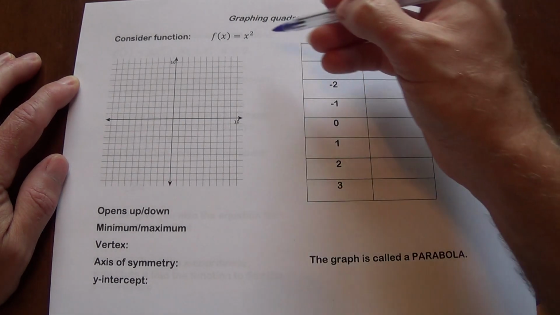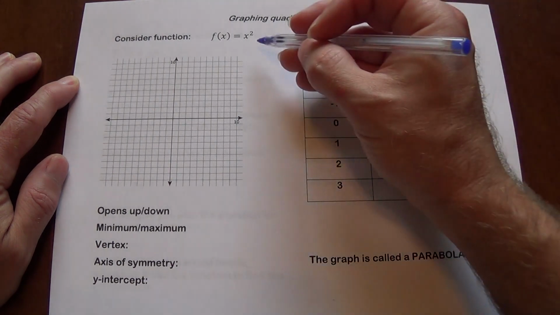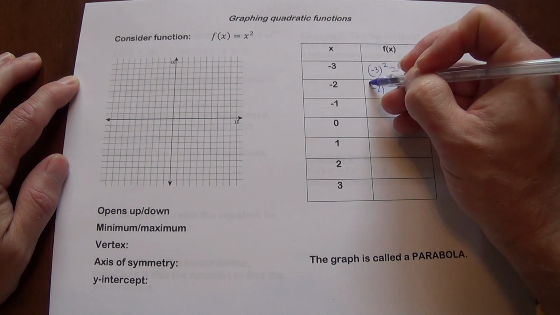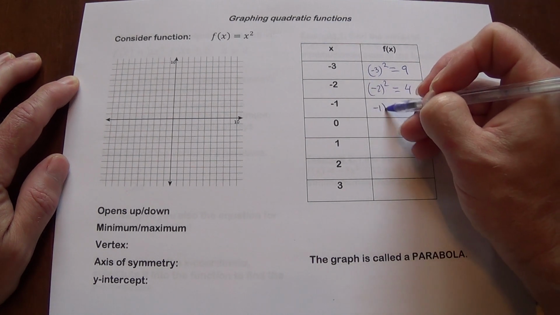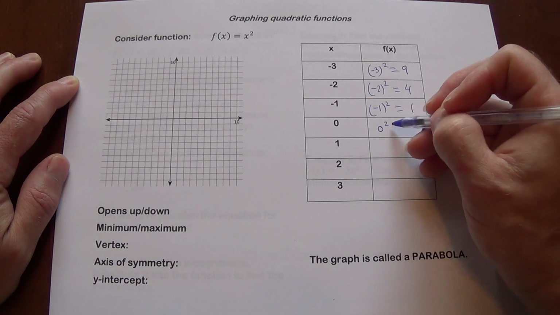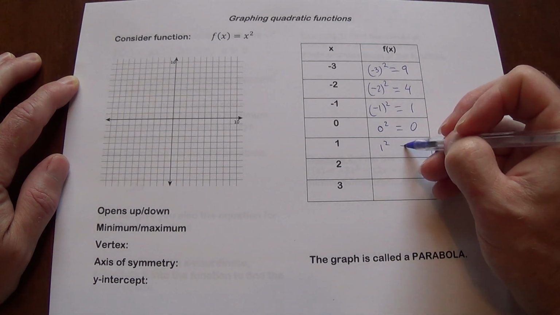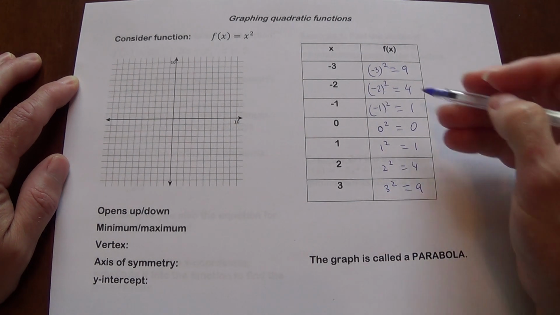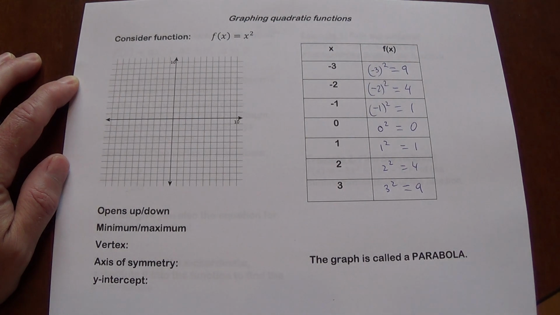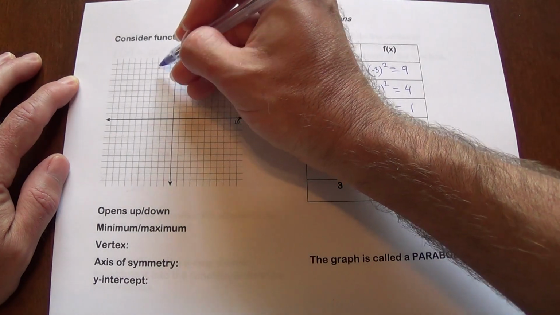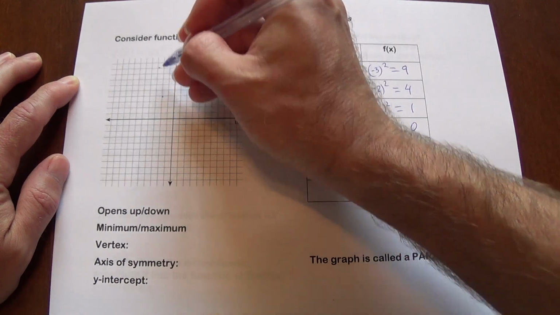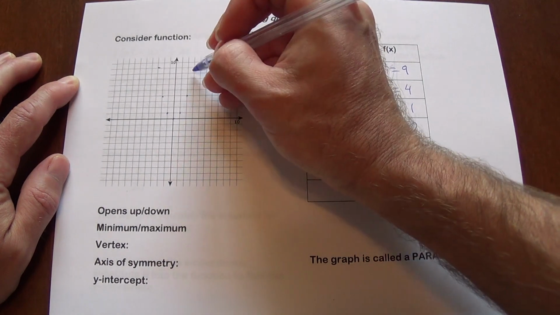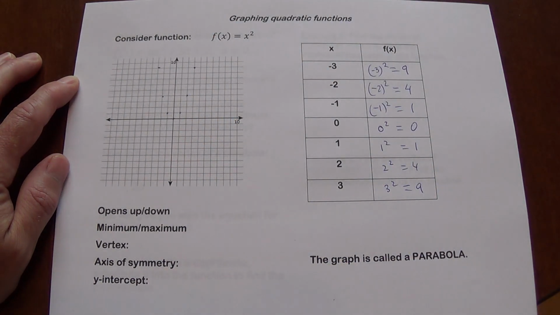So what we do is we take each value of x and substitute it into the function. So we do negative 3 squared, which is 9, negative 2 squared, that's 4, negative 1 squared, that's 1, 0 squared is 0, 1 squared is 1, 2 squared is 4, and 3 squared is 9. We have 7 points. Negative 3, 9, negative 2, 4, negative 1, 1, 0, 0, 1, 1, 2, 4, and 3, 9.